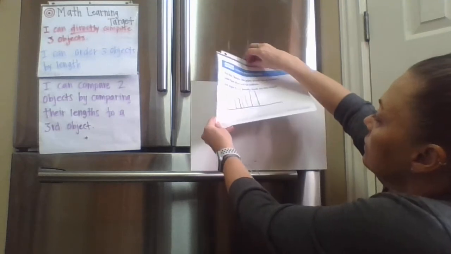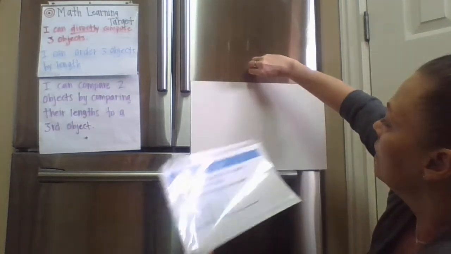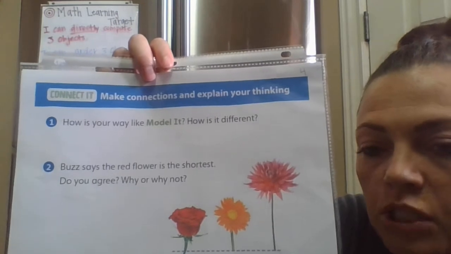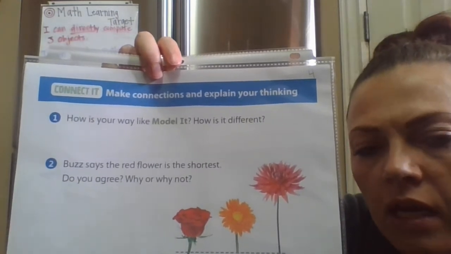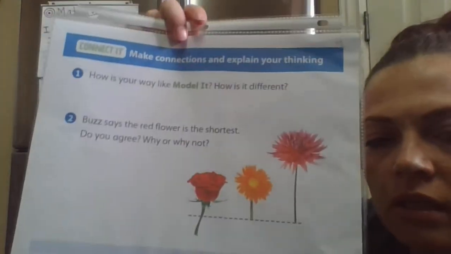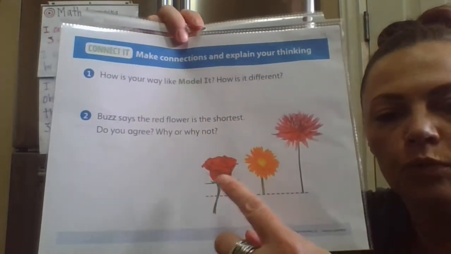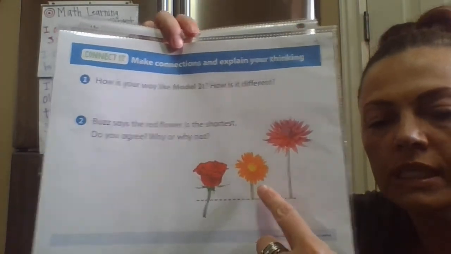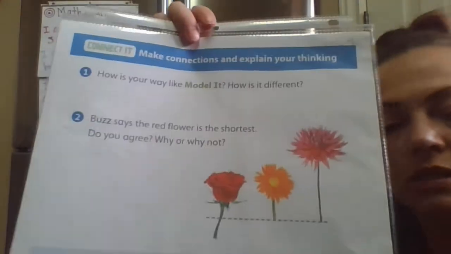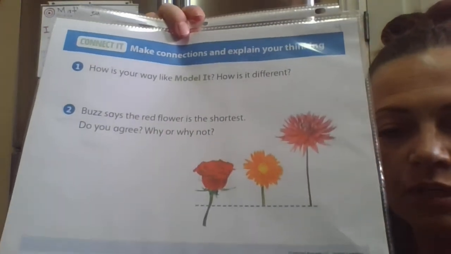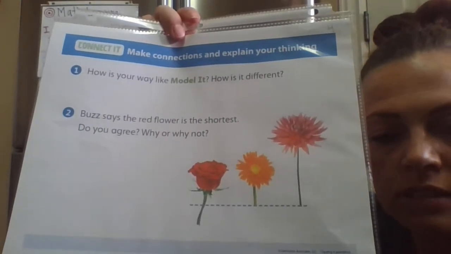Okay, let's look at the next one. This one says, Buzz says the red flower is the shortest. Do you agree? Why or why not? Look at that. He has a red flower, a rose, an orange flower, a daisy, and a pink flower. I'm not sure exactly what that is, but can you tell, is that red flower the shortest?